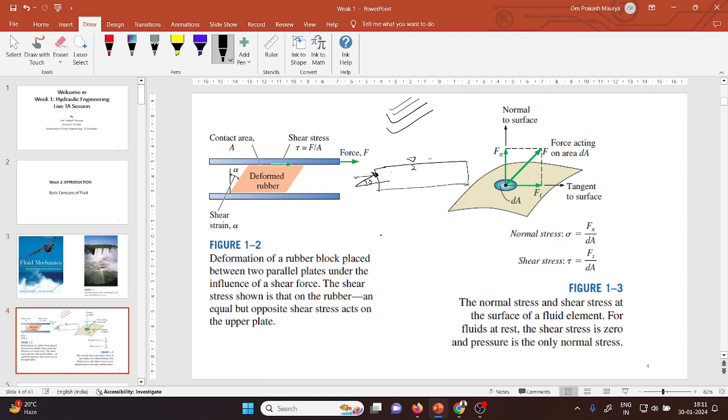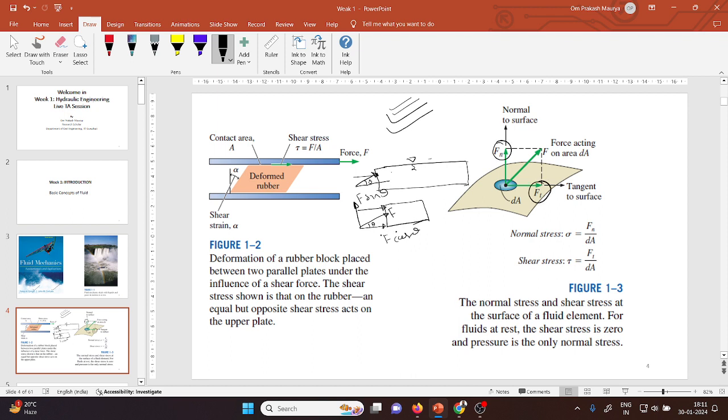If you apply the force on the horizontal, like this type, then this is only shear force, there is no normal component. If you apply the force like that, then what will happen? One component will be this side and another component will be this side. If this is theta and this is F, then this is F cos theta and this is F sin theta. So that is the normal force and this is the shear force.